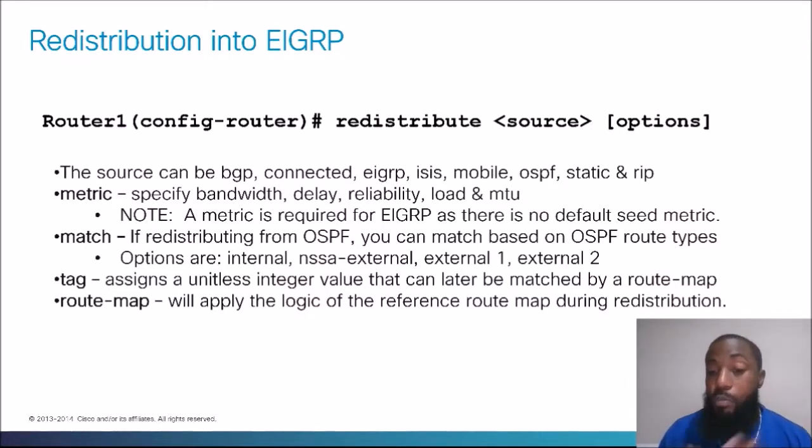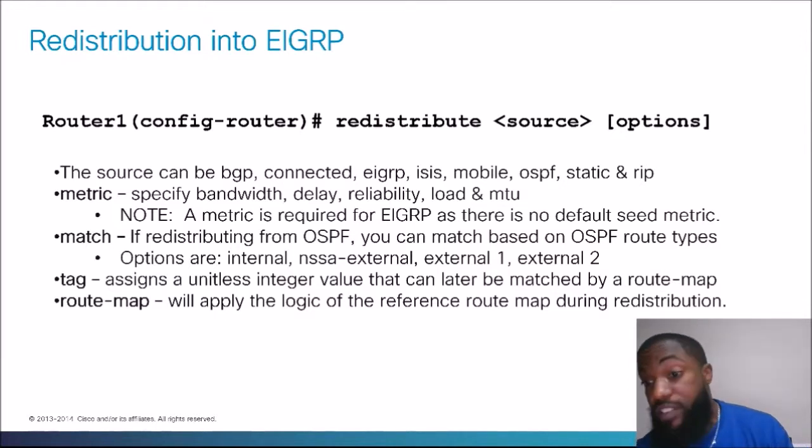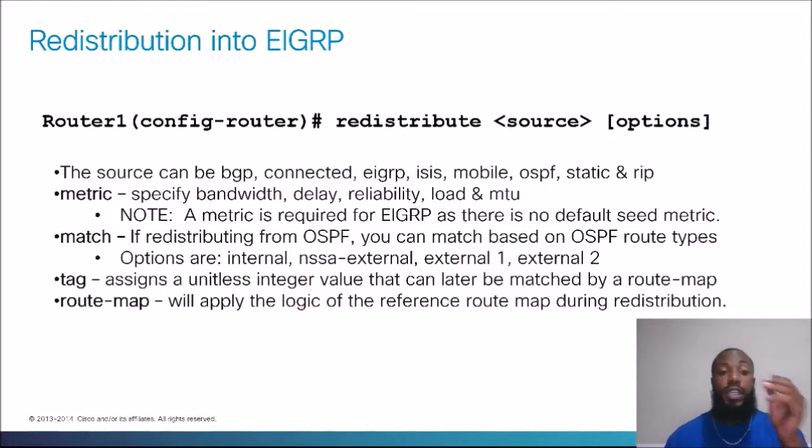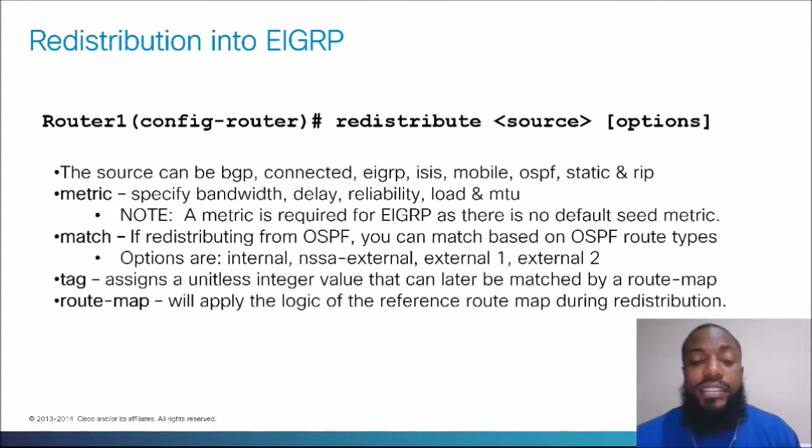We have what's called metrics. We know what the metrics are, right? Let's break down this syntax right here. The source can be BGP, connected. So we can distribute connected routes. We can distribute static routes, which we've done in the static route video. If you want to take a look at that, go in the CCNP playlist that I have. Metric can specify bandwidth, delay, and so on. Match for OSPF routes. Tag, route maps, which we're going to discuss, I believe, in 3.14 or 3.17. Can't remember. I've said that a couple times in the last video.